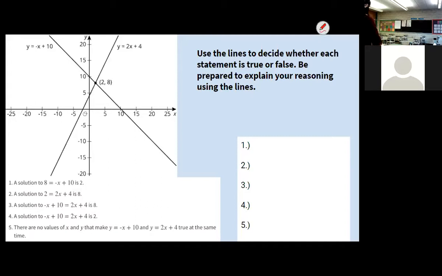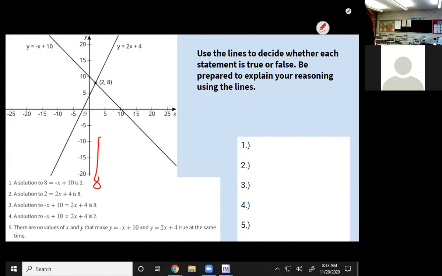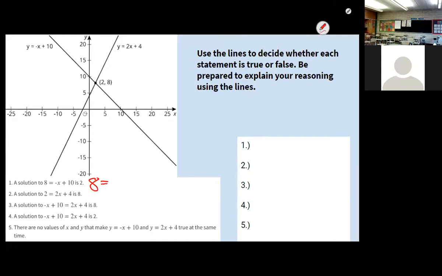So the solution to 8 equals negative x plus 10 is going to be 2. So that means I need to take this 2 and substitute it in for this variable. It's going to look like 8 is equal to negative 2 plus 10. Negative 2 plus 10 is equal to 8. Very good. 8 is equal to 8.